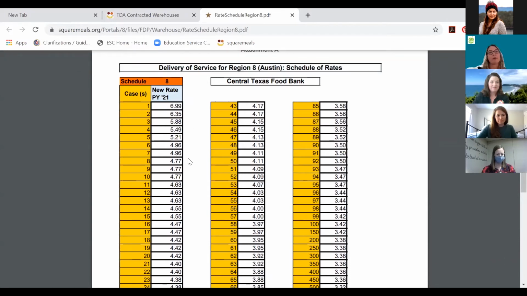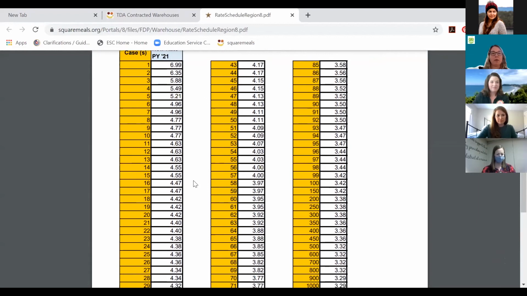And so that's where that 20 or 40 case minimum would apply. Sometimes we hear, "I just don't have the storage capacity to handle 20 cases at a time or 40 cases at a time. There's no way." But do know that even if you're only ordering 10 cases, let's say, you're still going to be charged for that case minimum for the delivery fee. So it really makes a difference.